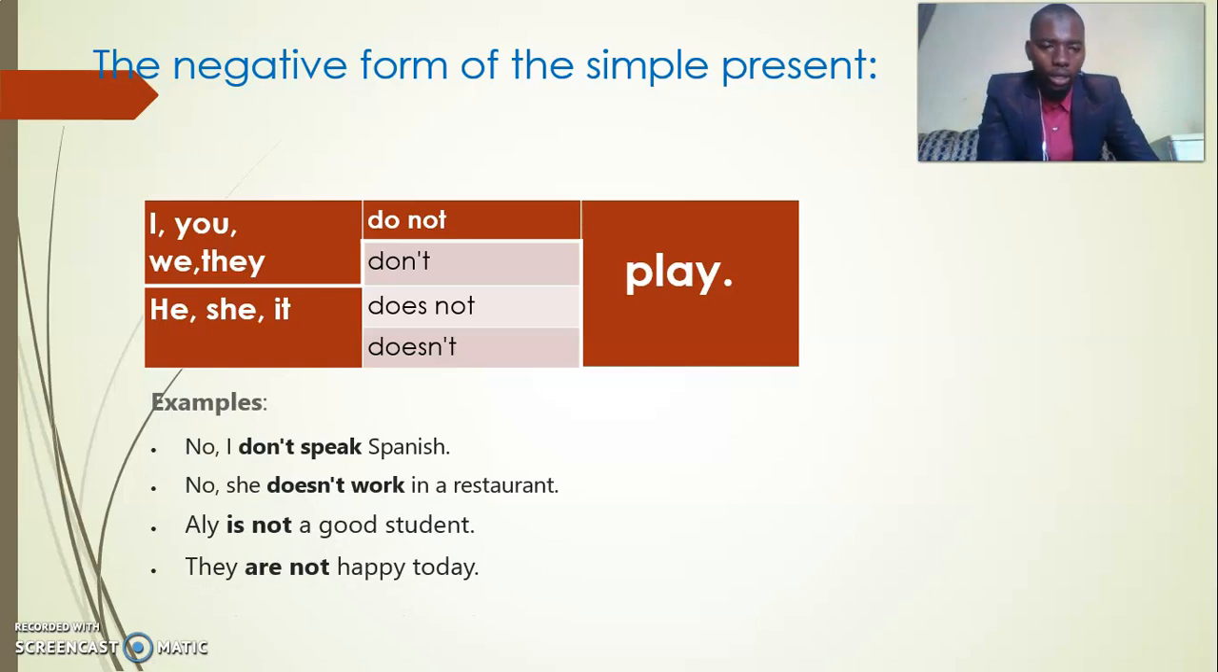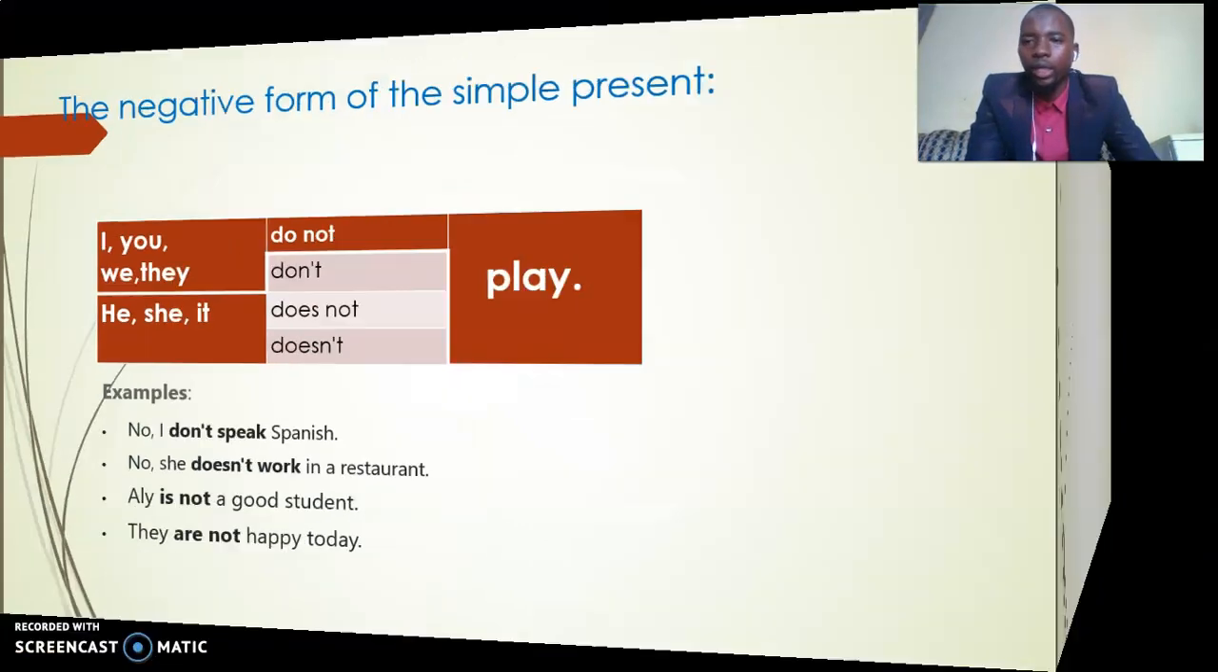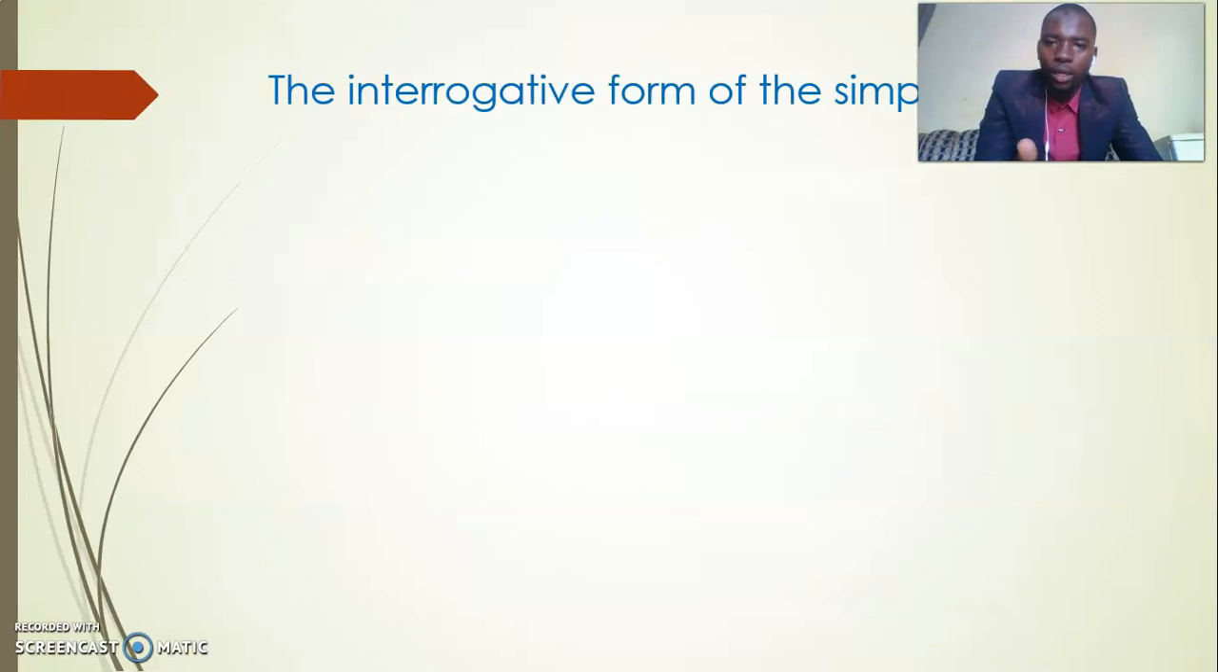Now, here are some examples of sentences. No, I don't speak Spanish. No, she doesn't work in a restaurant. Ali is not a good student. They are not happy today. From there, let's go to the interrogative form.